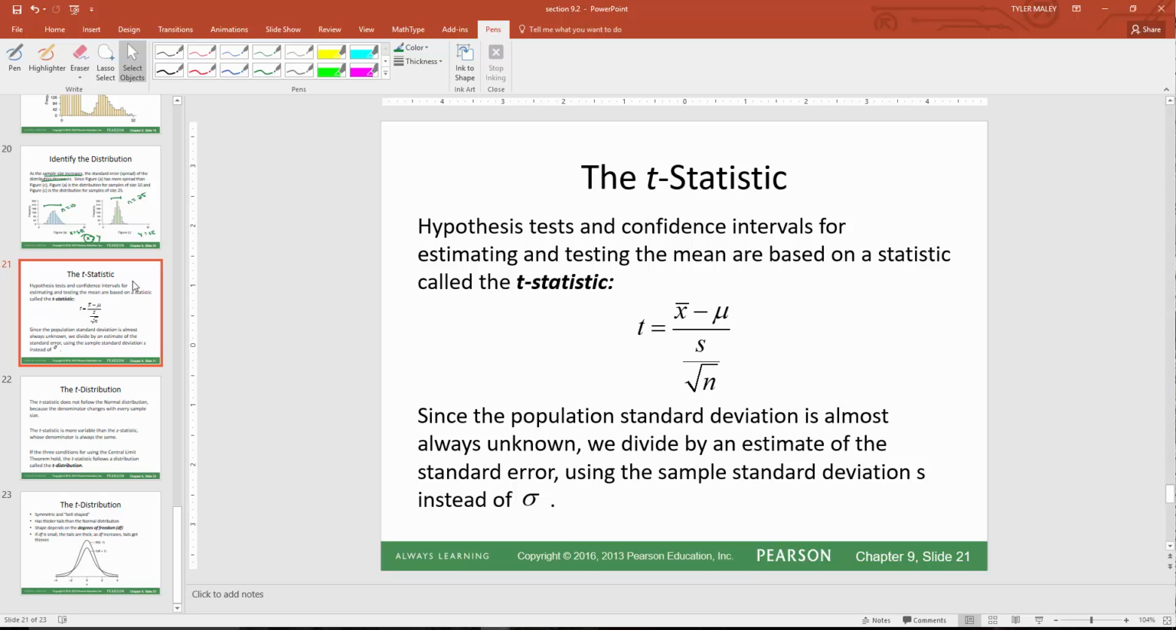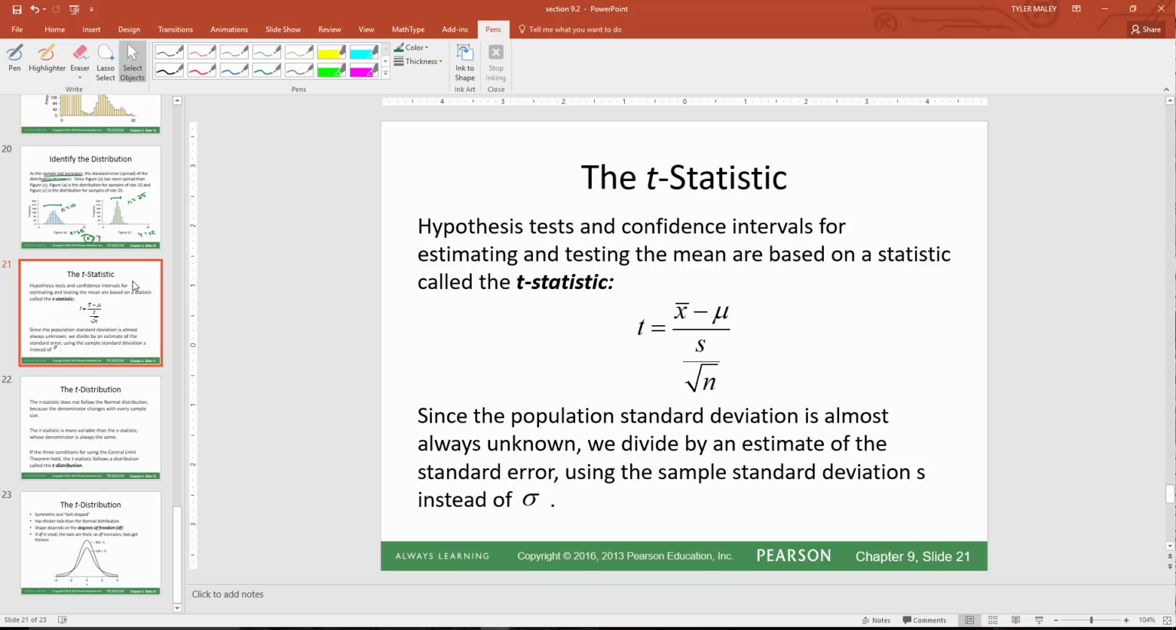All right. So then one thing that we're going to use is the t-statistic. So it turns out that when we're dealing with sampling distributions of a mean, a different type of distribution than the z, called the t-distribution, is a better fit, right? So there's actually a little bit about this in the text, a little bit about the history of how the t-distribution was found, right? So you can read over that if you'd like in the section. So hypothesis tests and confidence intervals for estimating and testing the mean are based on this t-statistic.